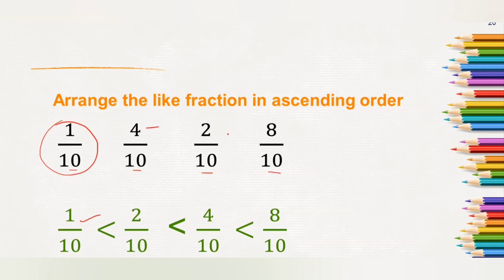Next, 4, 2, 8. Which is smallest? 2 by 10. Write it in the second place. Now, when you compare 4 and 8, 4 is smaller than 8. So, next, 4 by 10 will be written. And the last and the greatest is 8 by 10, which will be written at last, which means we have arranged the fractions from the smallest to greatest. This is how we arrange the like fractions in ascending order.